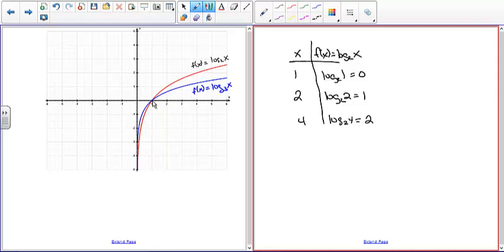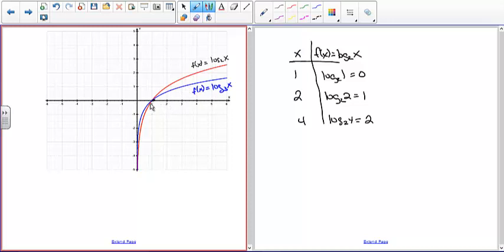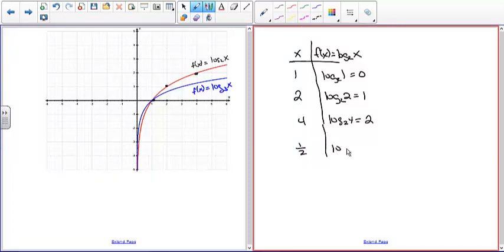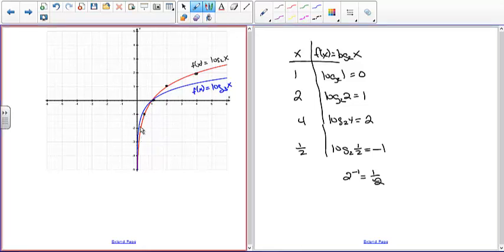So you can see if I plot that, at x equals 1, I've got 0. At x equals 2, I've got 1. At x equals 4, I've got 2. And you could also do a half. Log to the base 2 of a half is going to be -1, because 2 to the -1 power equals 1/2. So when x equals 1/2, y equals -1, which is right there. So you could pick specific values of x so that the answers are integers, and then you could plot the points. So that's the function log base 2 of x.